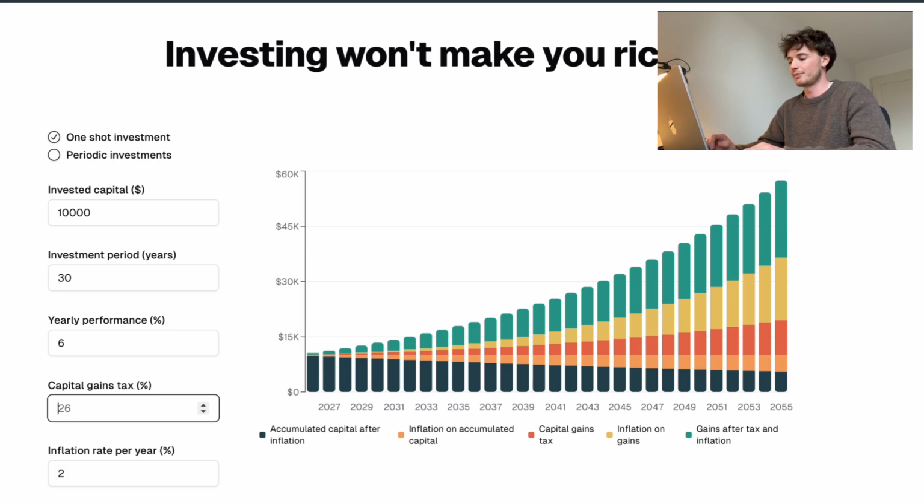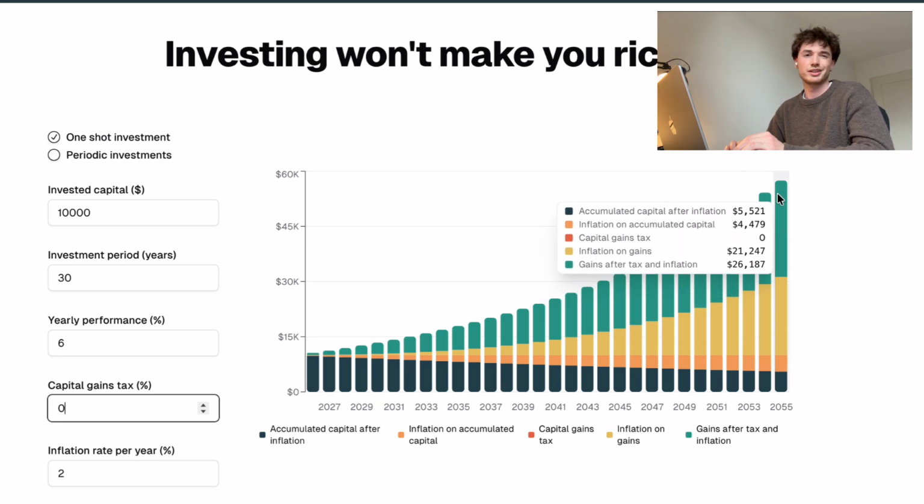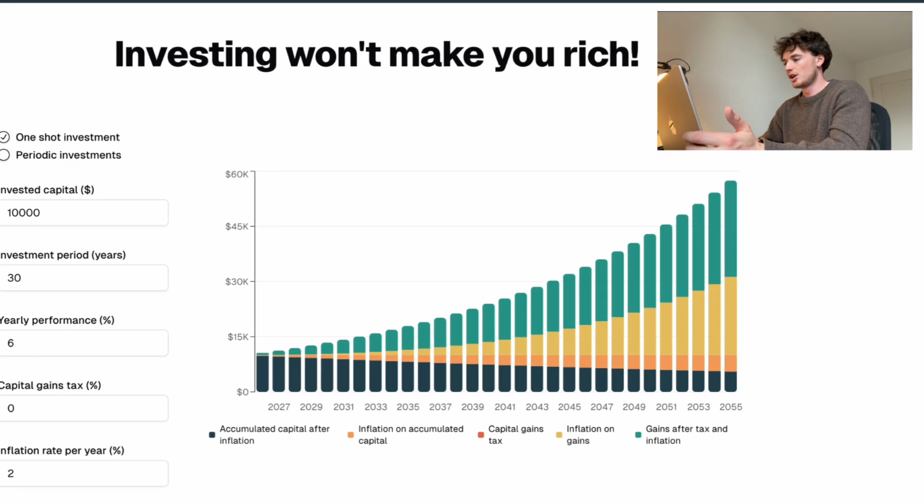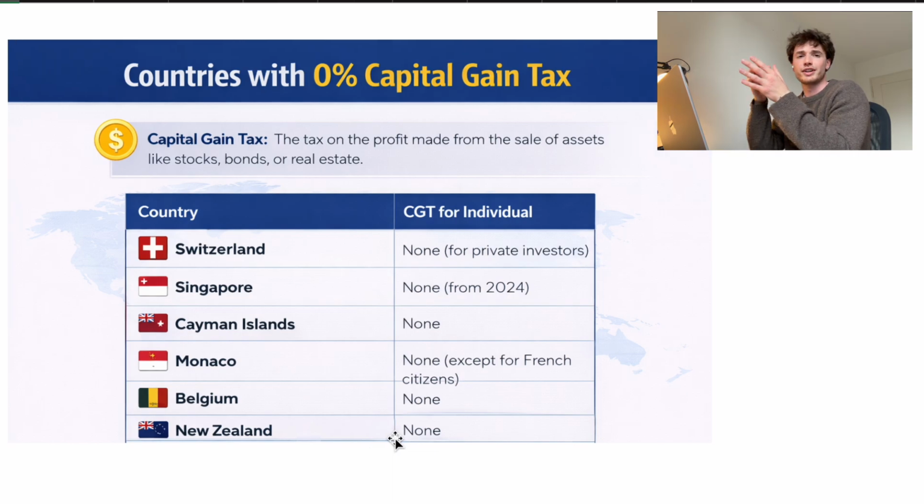And as you can see, if I bring the capital gain tax to 0, the green part of the graphic, so our gain after tax and inflation, is significantly higher. But this is really just an exception of countries like Switzerland, Singapore, Cayman Islands, Monaco, Belgium, and New Zealand. And there are also other countries, but these are the main ones that I found. And yeah, obviously living in these countries and investing with your financial residence in these countries is better for investing, but not everybody can do that.